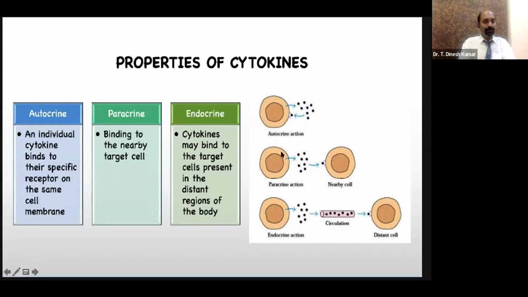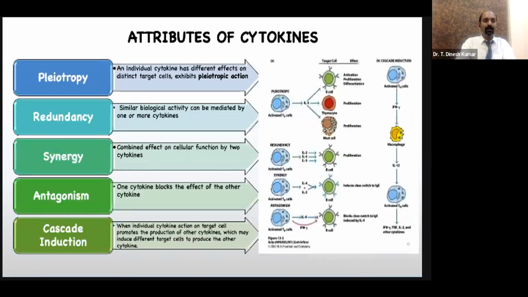If the cell produces a cytokine and it acts on a different cell or a nearby cell, those are called paracrine activities. And if it enters the blood vessel and is carried to a different site to produce its effects, they are called endocrine activities. So these are the basic properties of cytokines: autocrine, paracrine, and endocrine.